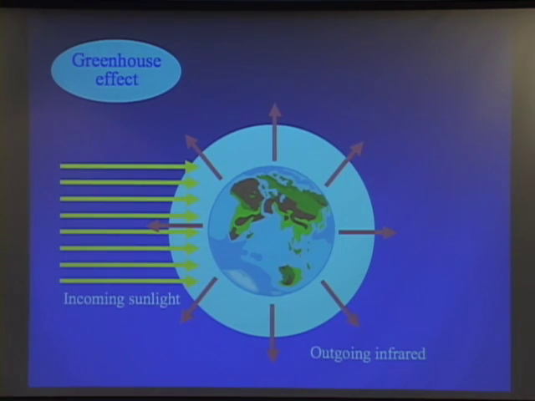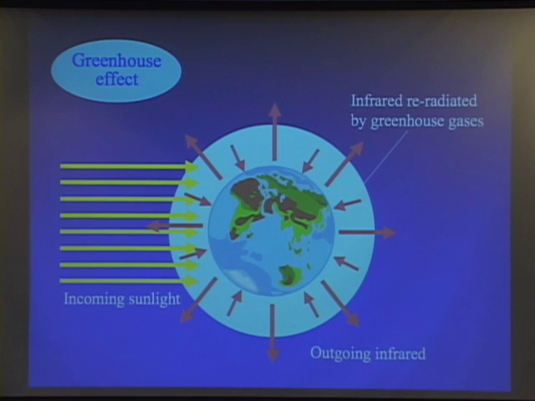So here's the atmosphere, here's the infrared radiation. The infrared radiation gets absorbed by these greenhouse gases. The greenhouse gases radiate some of it back to the surface of the planet and makes the surface of the planet warmer than it would be otherwise. That's the greenhouse effect. And that occurs naturally.